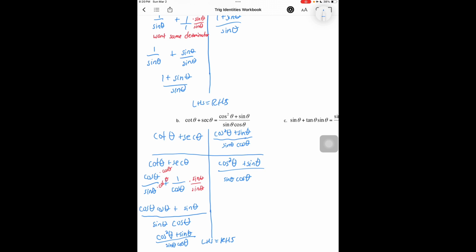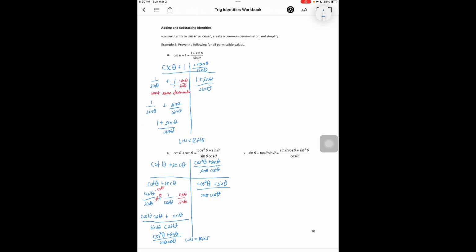So when you're doing this, honestly it could get pretty frustrating if you find that you're making a lot of mistakes or you can't get the left hand side to equal the right hand side. Try doing it the other way around, like start with the right hand side, or honestly just start over. If you get stuck on a question, do not spend too much time going over it because honestly sometimes it's just easier to have a new fresh start.